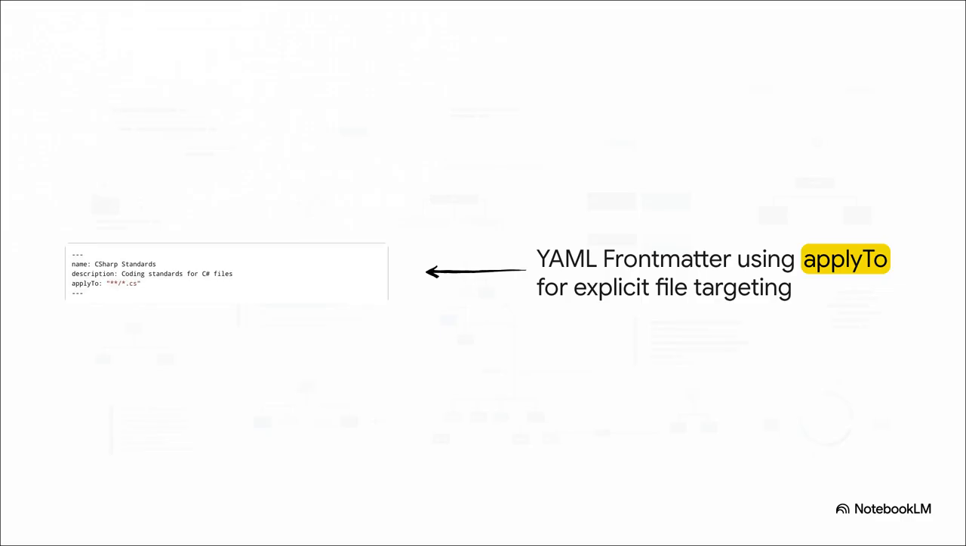By setting apply to target your C# files, we are explicitly narrowing the scope of these coding standards so they only apply to that specific language. But listen closely to this. Apply to is an applicability mechanism. It simply tells Copilot, hey, if you happen to be working in a C# file, these rules are relevant. It is not a general-purpose prompt trigger that forces Copilot to immediately take action.